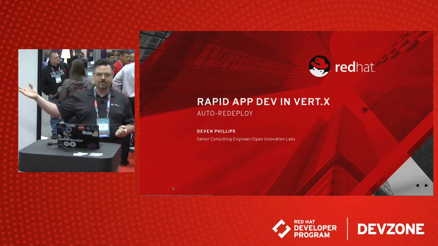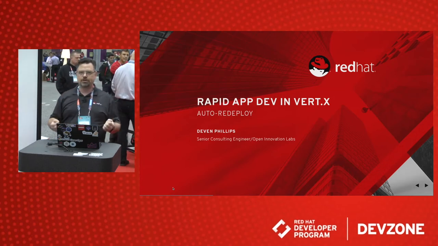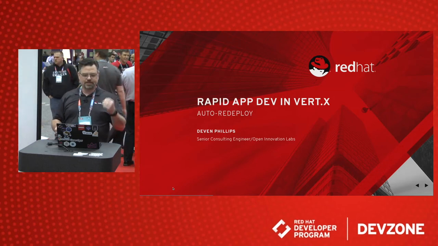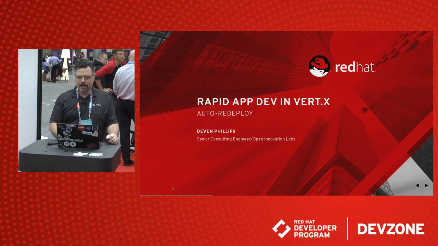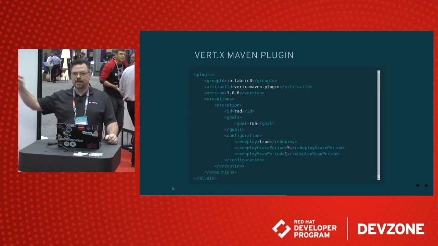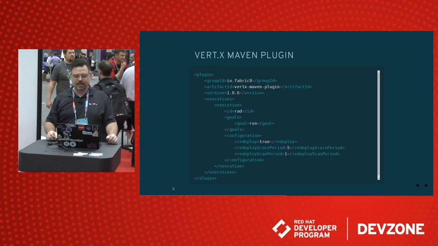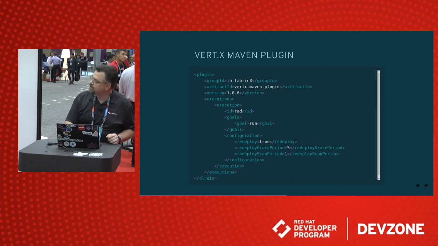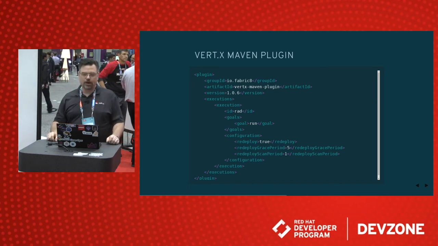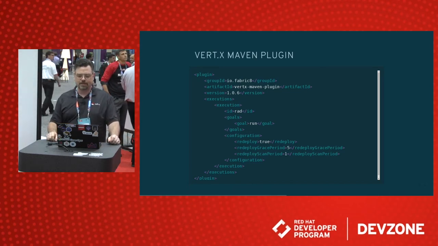So my name's Deven Phillips. I'm going to tell you about what we're doing at Open Innovation Labs. This is going to follow on really great with what Andrew was just telling you about OpenShift.io. And we're going to talk a little bit about the Maven Vert.x plugin, which allows us to do this little bit right here, which is the redeploy capability in the Vert.x Maven plugin.